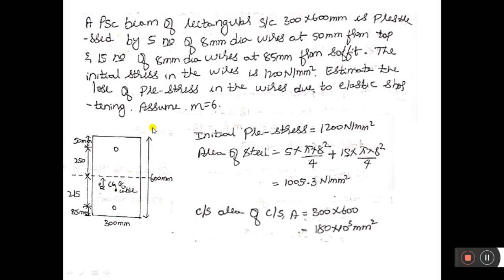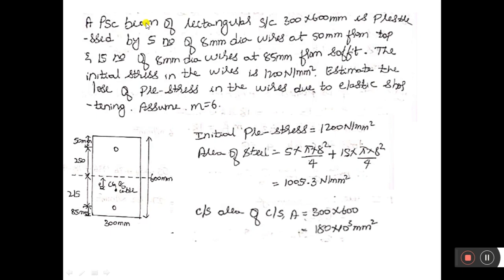We shall consider the next example. So the question is: a PSC beam of rectangular section 300 mm by 600 mm is prestressed by 5 numbers of 8 mm diameter wires at 50 mm from top and 15 numbers of 8 mm diameter wires at 85 mm from soffit. The initial stress in the cable is 1200 Newton per square mm. Estimate the loss of prestress in the wires due to elastic shortening. Assume m is equal to 6.